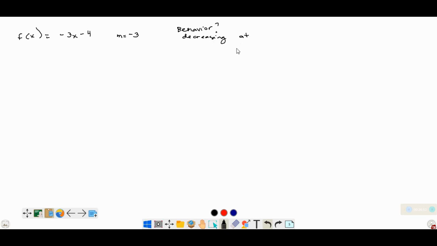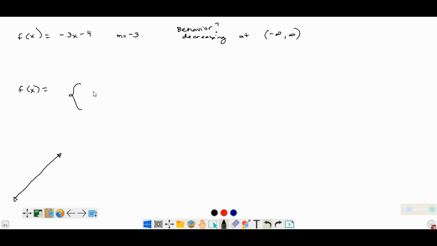at anong interval? May predefined na interval ba dito? Wala. But we know that if you have linear functions, we don't have any restrictions. It will extend indefinitely in the Cartesian coordinate plane. So, lahat ng mga values niya sa set of real numbers madadaanan for the domain and range. So, this is decreasing at negative infinity to the positive infinity. Okay? Now, let's go to the next function.